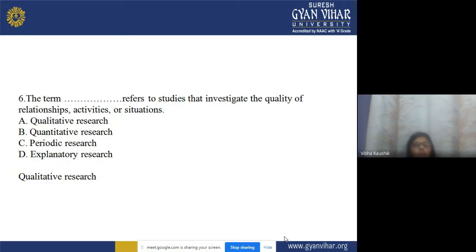Now, the sixth one: the term dash refers to studies that investigate the quality of relationships, activities, or situations. Now, the options are A qualitative research, B quantitative research, C periodic research, or D explanatory research. So, the correct answer is option A, that is qualitative research.